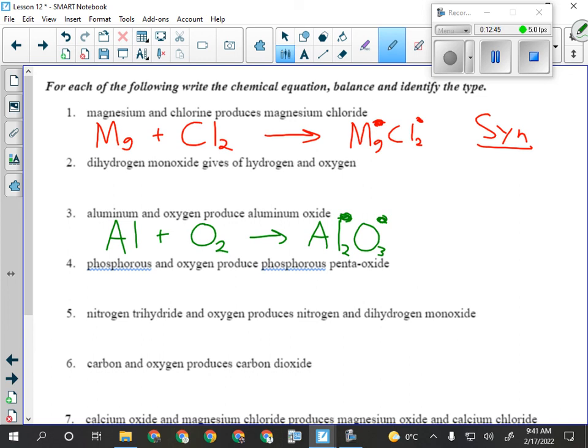So in this one, now we need to balance it. Oxygen is present in our highest number, but it's an odd number on the product side and an even number on the reactant side, and we said if we have that problem, we should double the odd number. So now I have 6 oxygens, and I can put a 3 here, and I have 4 aluminum, put a 4 there, and now it's balanced. What kind of reaction is that? It's a synthesis reaction. That one's a little bit tricky with the balancing.